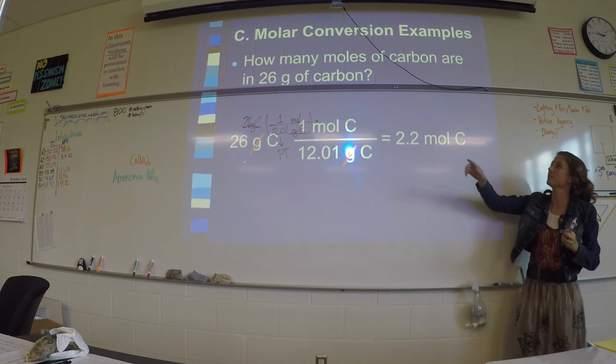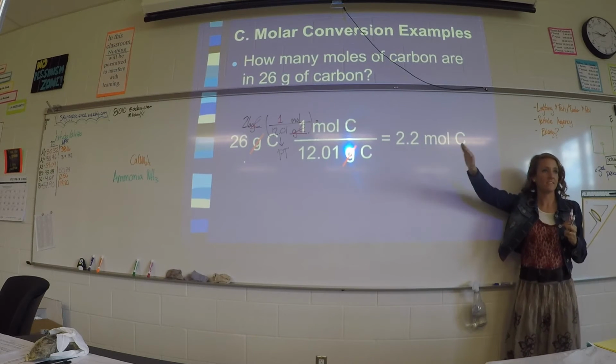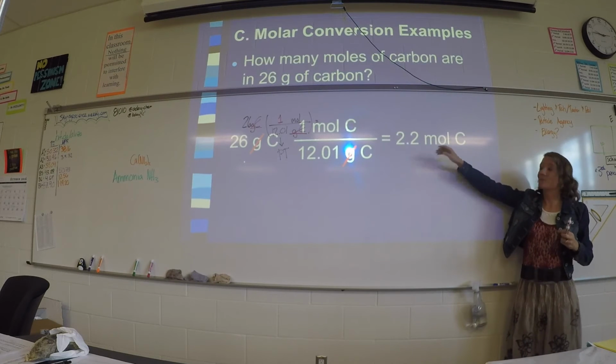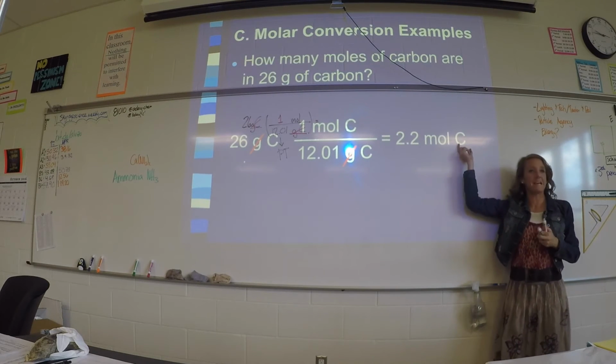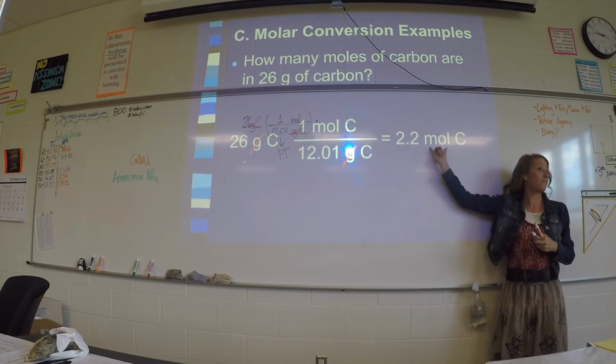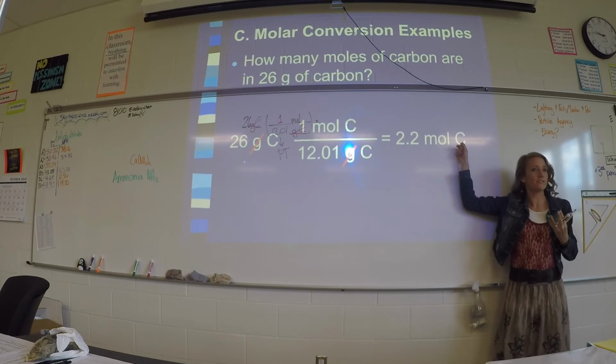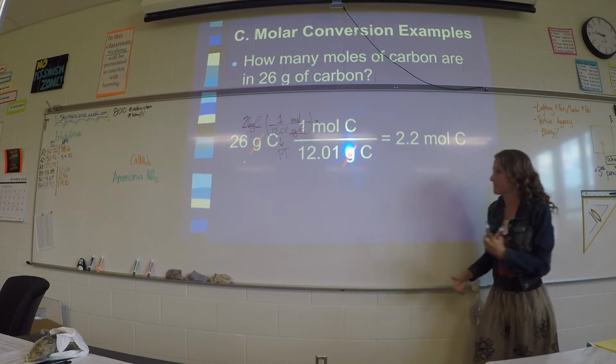Ooh, that's a great question. Everyone look up here. So Brock asked, do I have to put this letter? And the answer is yeah, because you can have moles of anything, right? We can have moles of penguins. So we need to signify what it is that we measured. So yeah, you do have to put that. Good question, Brock.